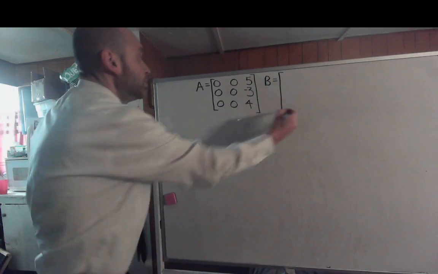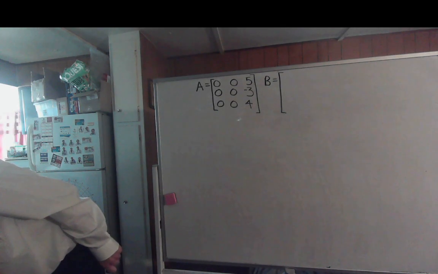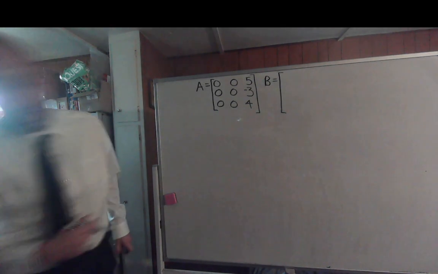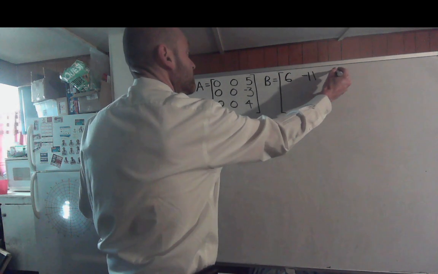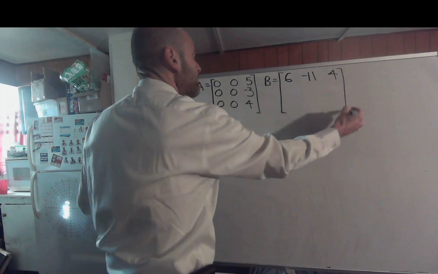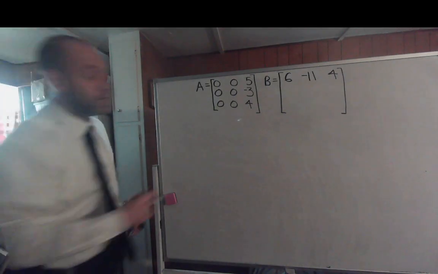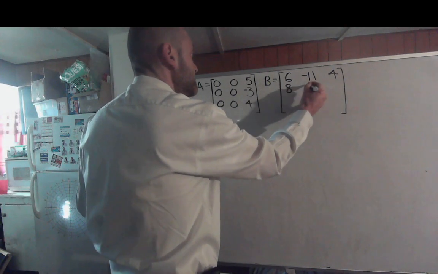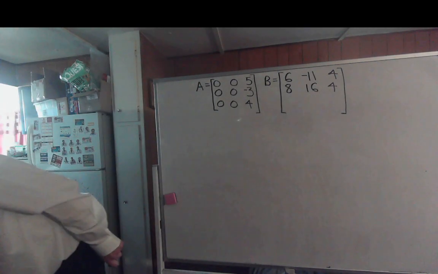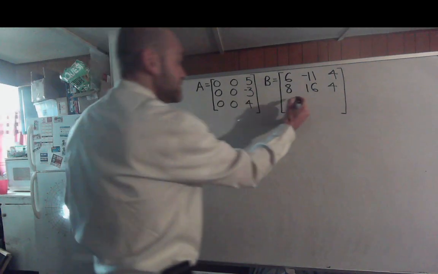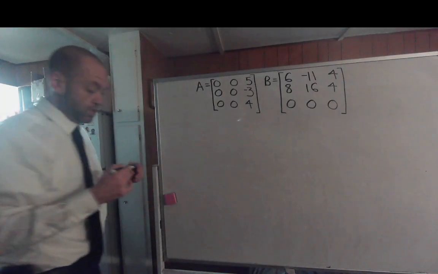Matrix B will have entries 6, -11, and 4. 8, 16, and 4. And then 0, 0, 0. Alright.